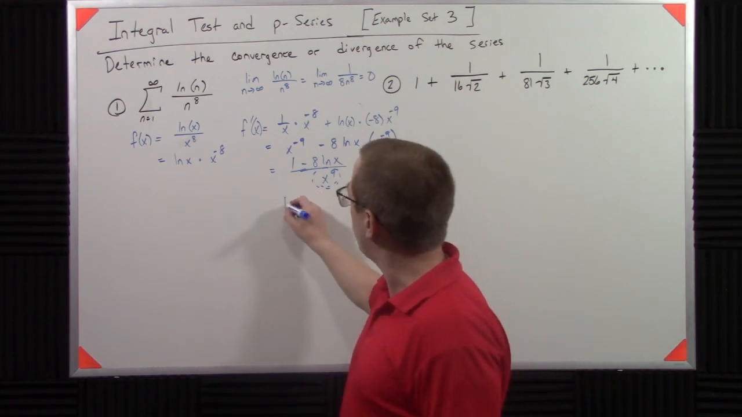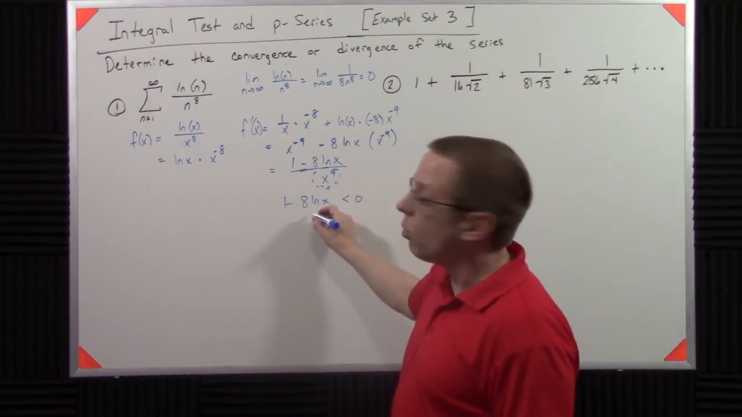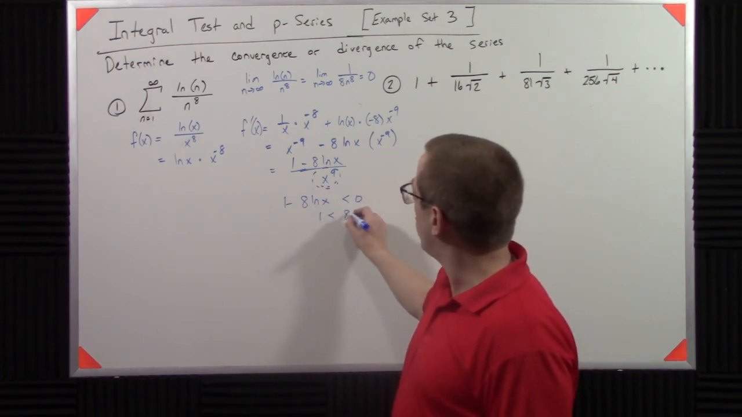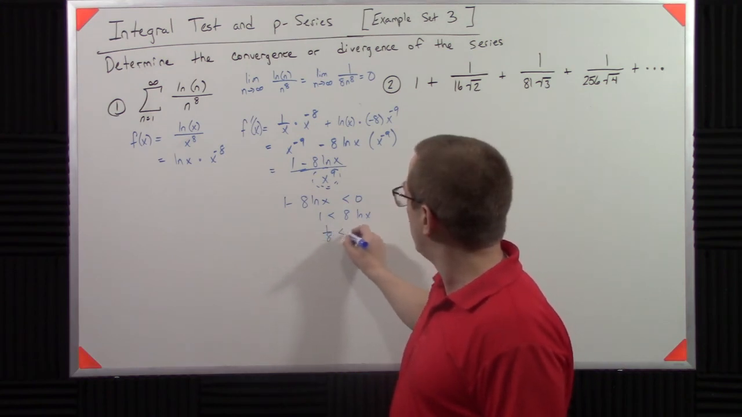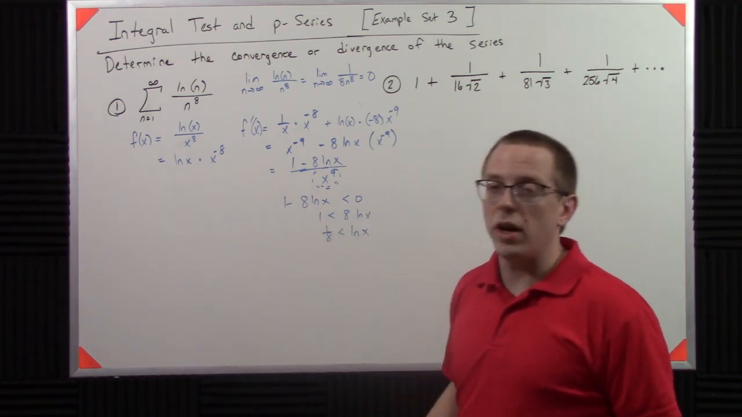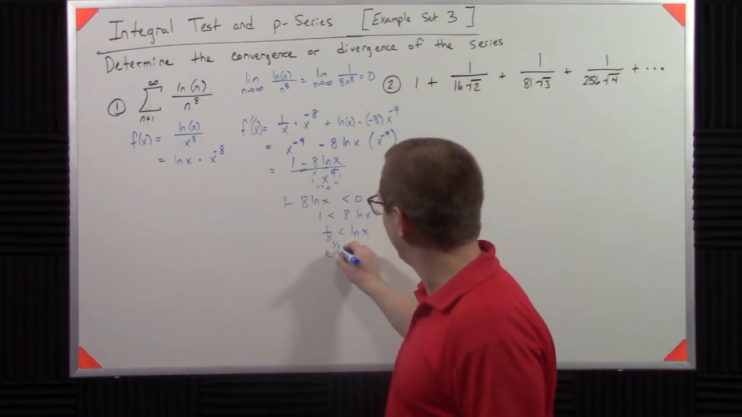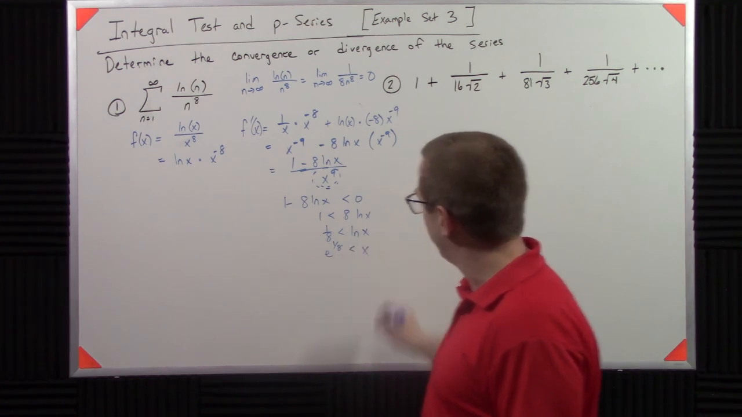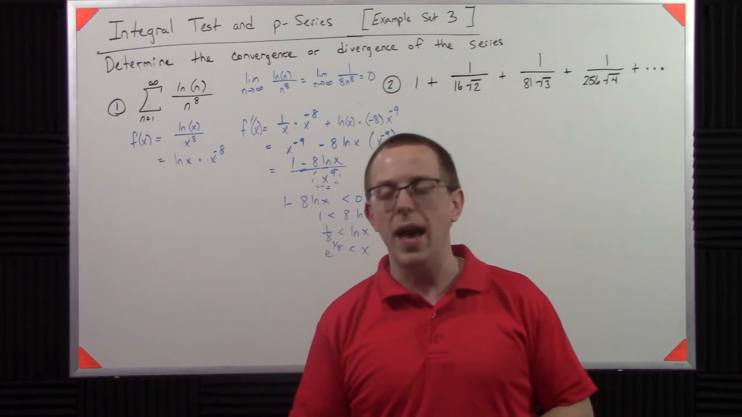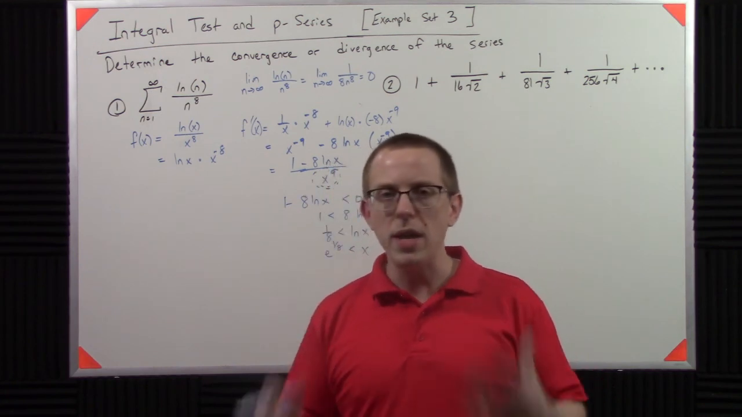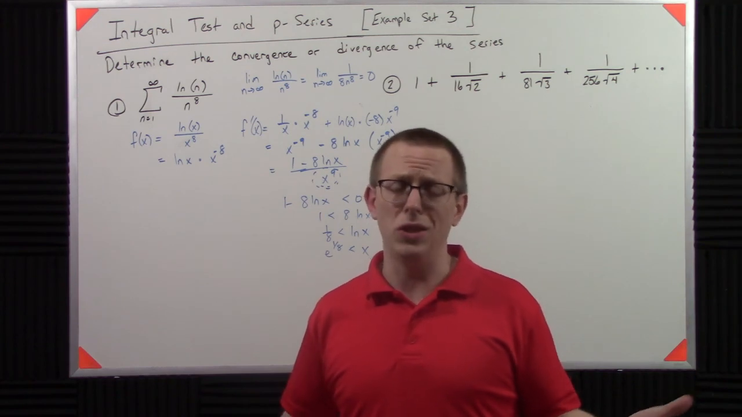So what I have to say is, okay, 1 minus 8 natural log x. When is that less than 0? Or equivalently, when is 1 less than 8 natural log x? Or equivalently, when is natural log of x less than 1/8? Or equivalently, when is x greater than e to the 1/8 power? So e to the 1/8 power, I don't know, that's like, less than 2 or something like that.